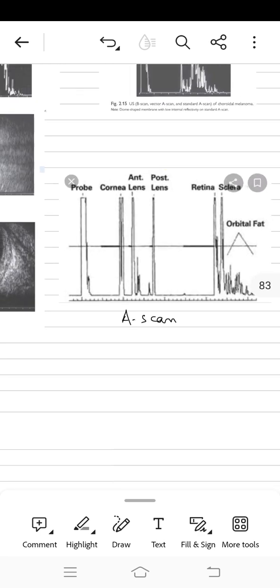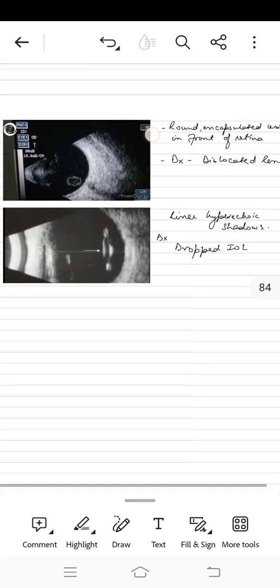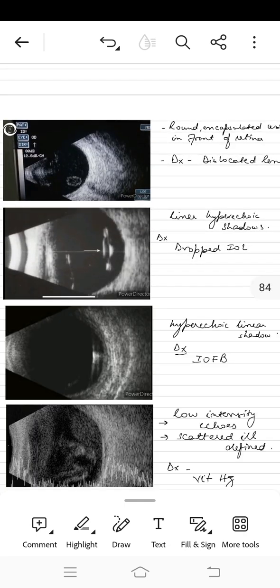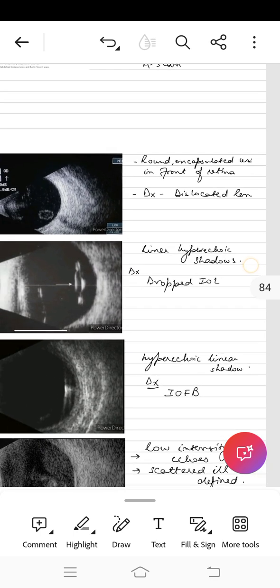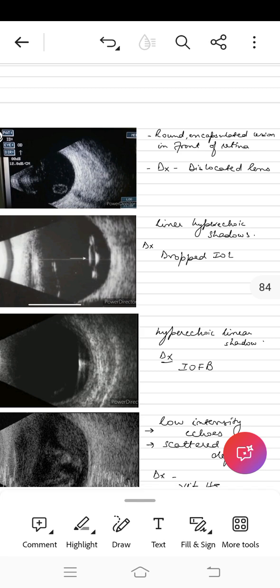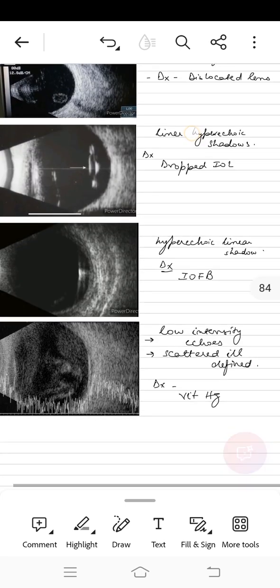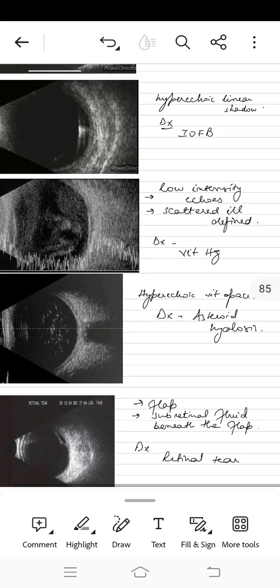Then we have the corneal. This is the A scan. Some other B scans: a round encapsulated lesion in front of the retina. Diagnose dislocated lens. This is the linear hyperechoic shadow of a dropped IOL. Hyperechoic linear shadow: intraocular foreign body.